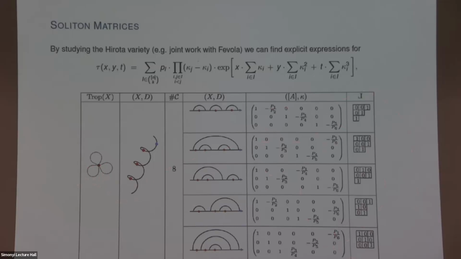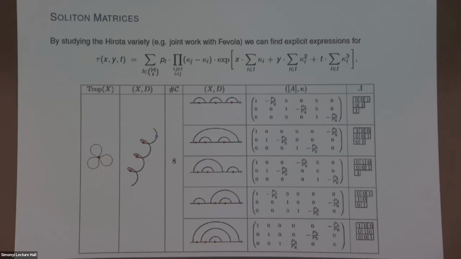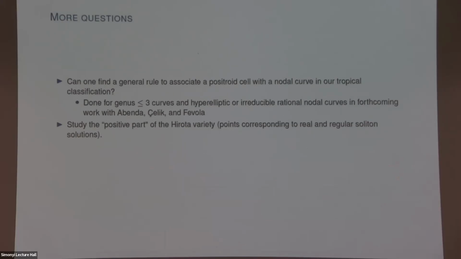And if I gave you time to stare at this table for a little while, you might notice some patterns of how these matrices look compared to the graphs that I drew. And one thing that we are interested in general is how to start from a positroid cell and know which nodal curves are associated to it, and create a dictionary, a general rule to associate a positroid cell to a nodal curve.